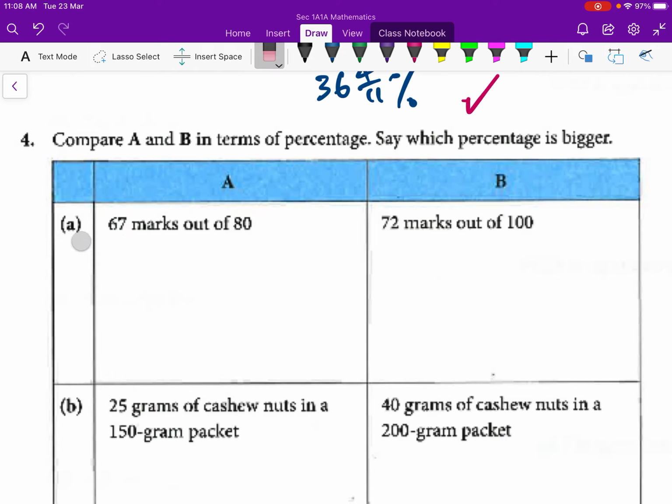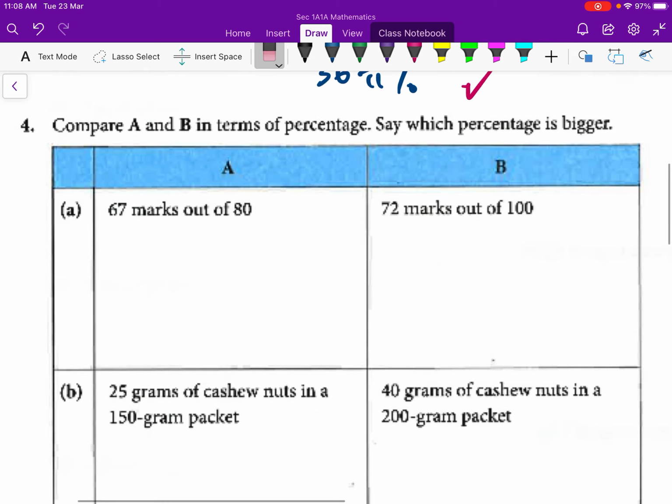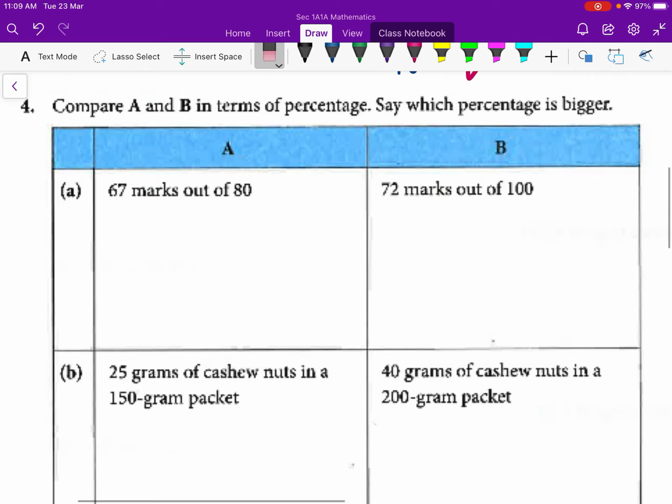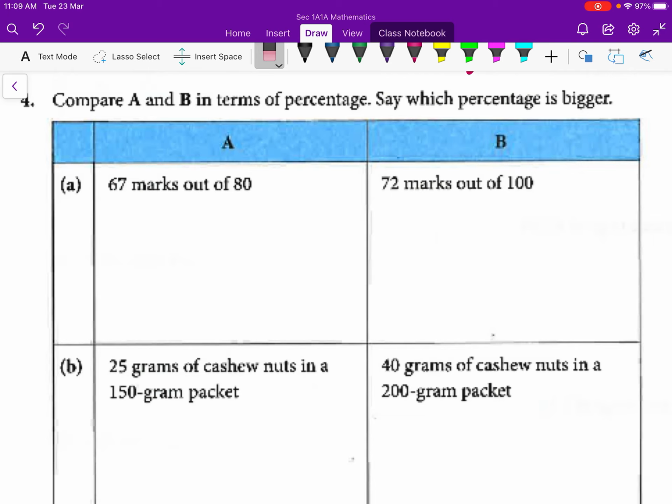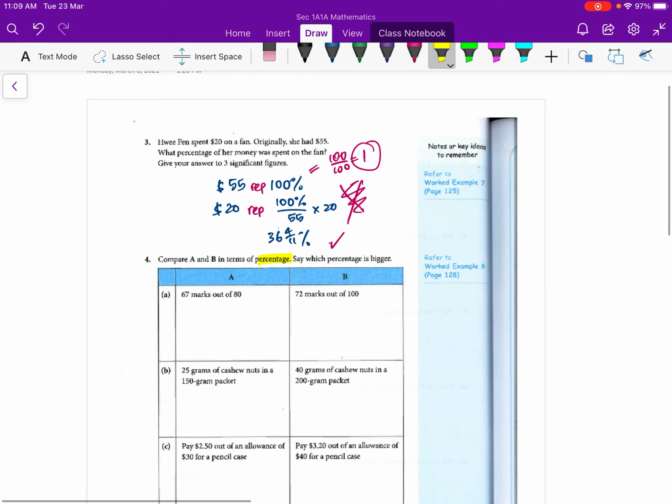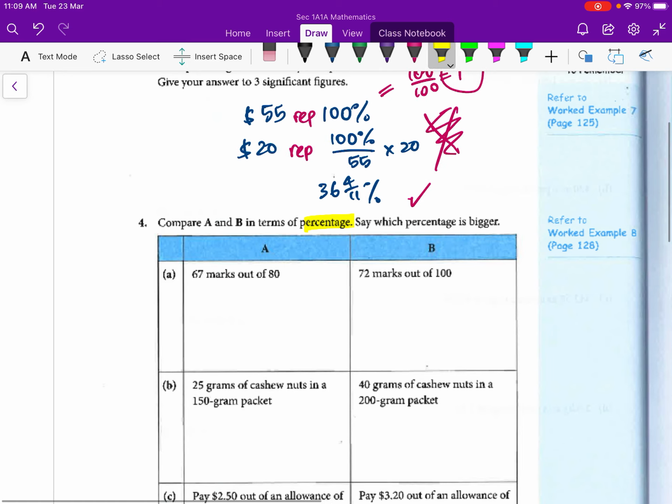But which one is better? How do you know? Why do you say? Oh, you think about it. Okay, so how do you decide? Yes, correct. Make the denominator the same, is it? Okay, so what is the denominator going to be? What do you want the denominator to be? 100.